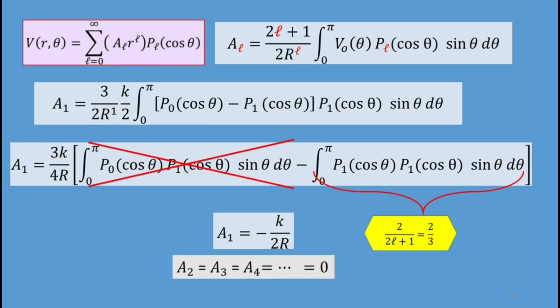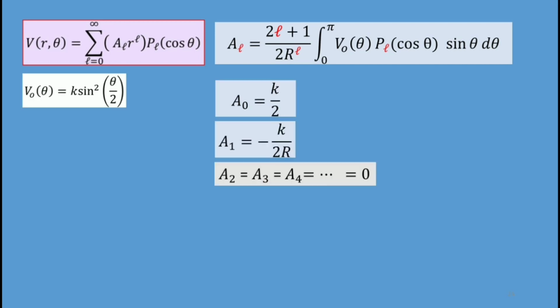But apart from all these, A2, A3, A4 will all be 0. Okay, because for the A2 terms, the P_l cos theta that we have here will always be 2, 3, 4, which is not 0 or 1 as in P naught cos theta minus P1 cos theta that we have here. So the index will always be different, not the same, m will not be equal to n. So it always changes, that's why this is 0. So we have A naught equal to k upon 2, A1 equal to negative k upon 2r, and all other terms are 0.